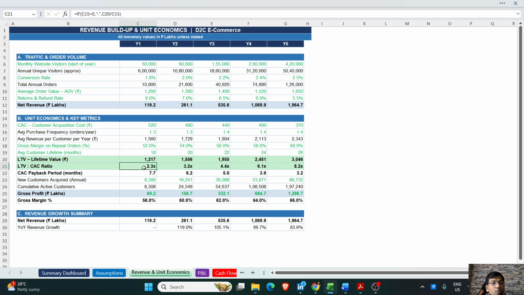In D2C, you will get a metric which is lifetime value divided by CAC. And the higher the number, the better it is. So initially it is, let's say, 2.3, and later it moves up to 8.2x. So what is the CAC payback period? I'm spending some money to acquire the customer. The customer is also giving me certain average revenue, and that multiplied by the gross margin, I am getting the payback within 7.7 months, and later it falls down to 3.2 months.